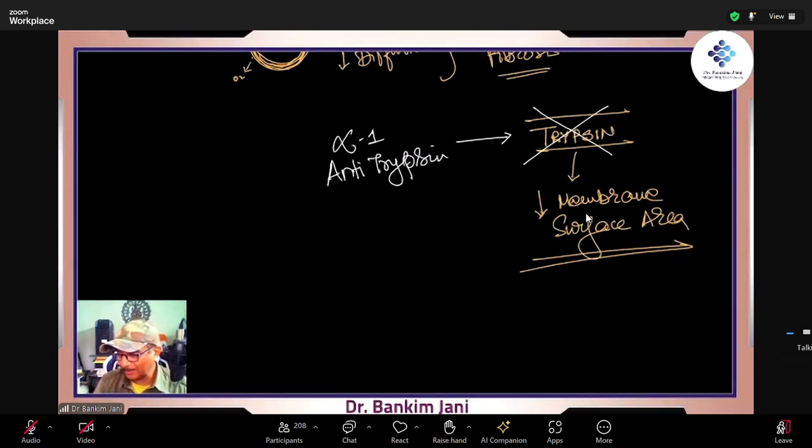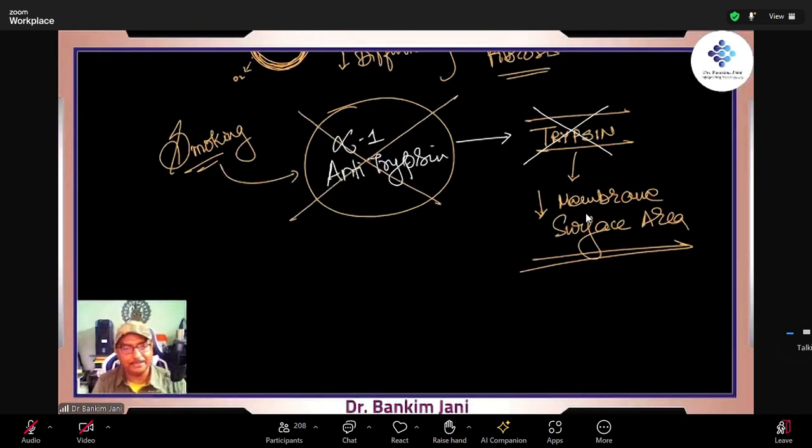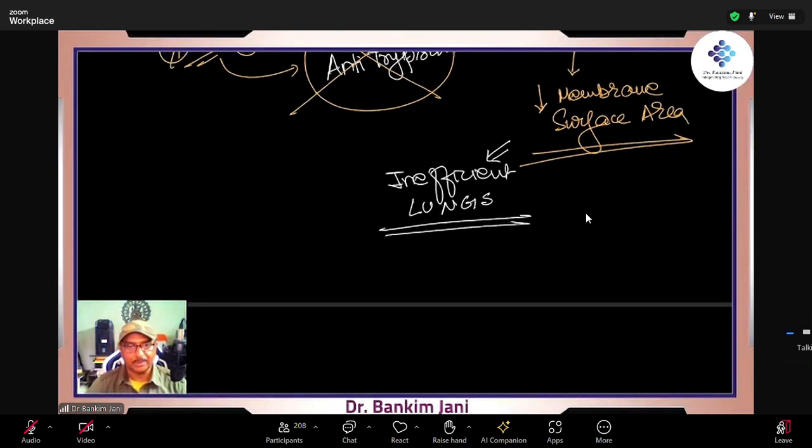But then those super smart people, who feel they are very macho men, the smoking, that smoking will knock off alpha-1 antitrypsin. When alpha-1 antitrypsin is knocked off, trypsin will be released, not inhibited. It will go and straight away decrease the membrane surface area. Membrane surface area is decreased. That means inefficient lungs. This is what gets done. And that is what leads to emphysema.